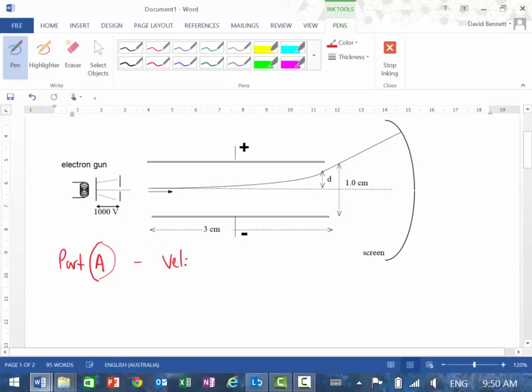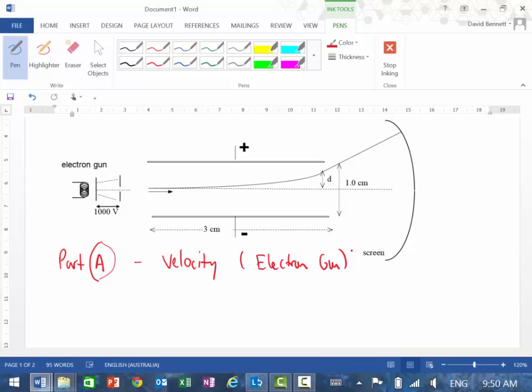So that's the first thing that we need to do, find the velocity of our particular electron, using our electron gun scenario. Now, sometimes they'll give you the velocity, which means that you don't have to do this part. But if they don't, then you need to do this.